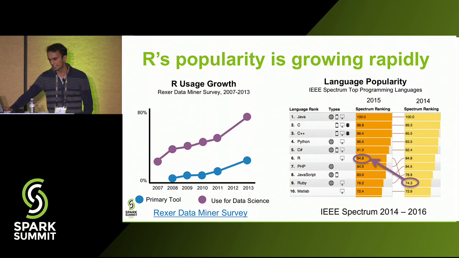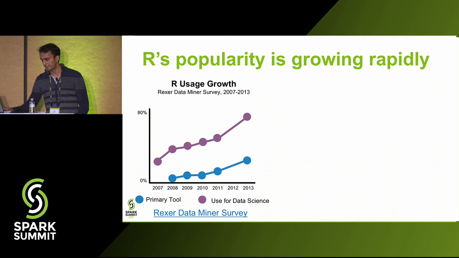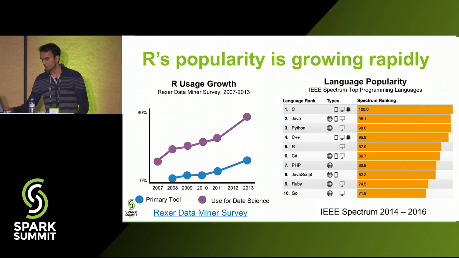Since 2013, the IEEE rankings have shown R boost in the rankings. So in 2014, R was number 9 in the rankings. And then the next year, it was number 6, just behind C# and Python. And then last year, it was number 5, actually above C#. So as an R developer at Microsoft, that's kind of a big boost for us.